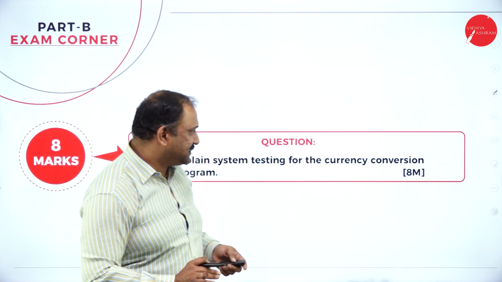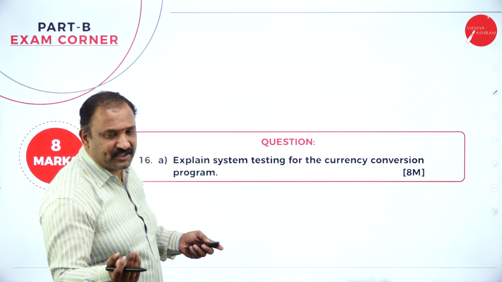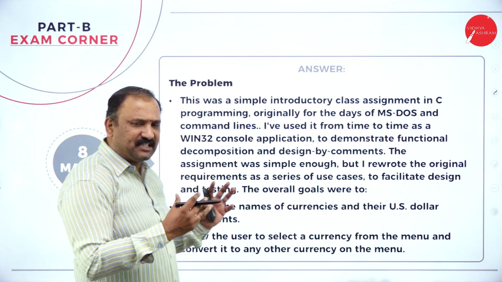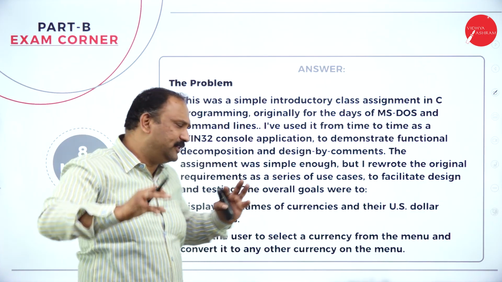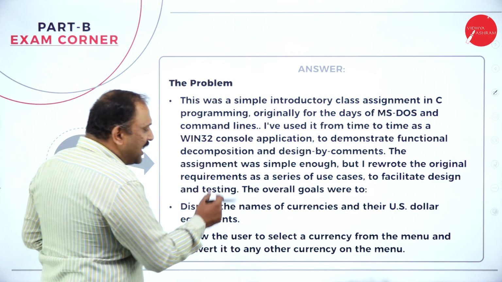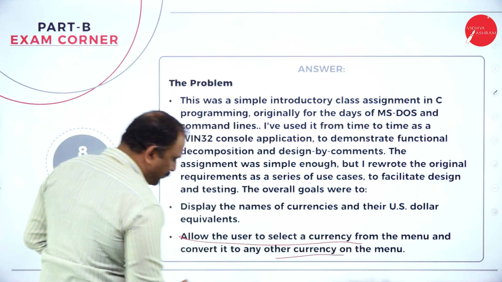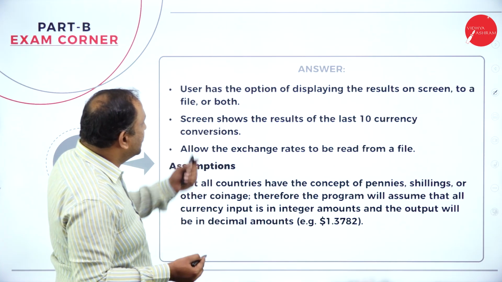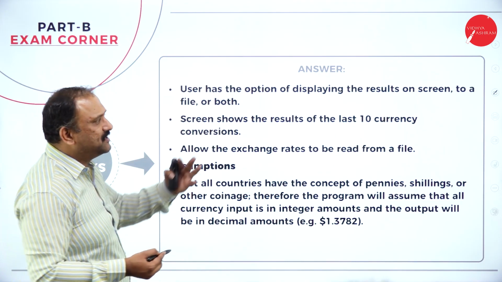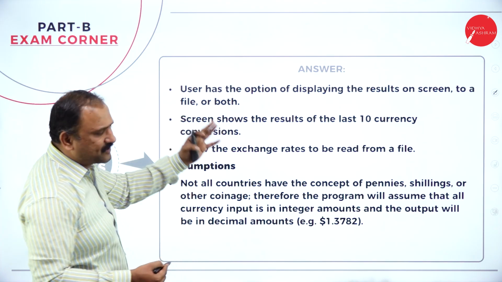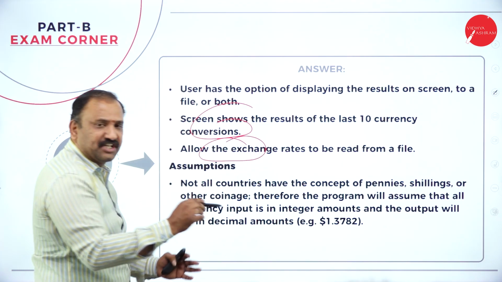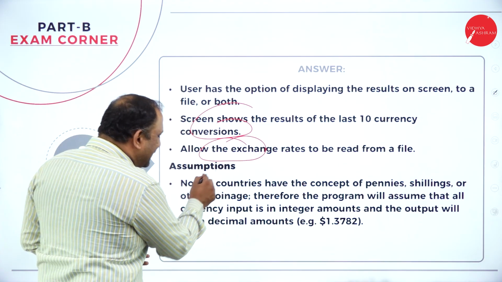The next one is to explain system testing for the currency conversion program. Basically, the first thing is that you will display the names of all the currencies that are going to be equivalent. Allow the user to select the currency from the menu, and convert it to the other currency from the menu. Then the user will have the option of displaying the output on screen or in a file. The screen will show the last 10 conversions. Allow the exchange rate to be read from a file.